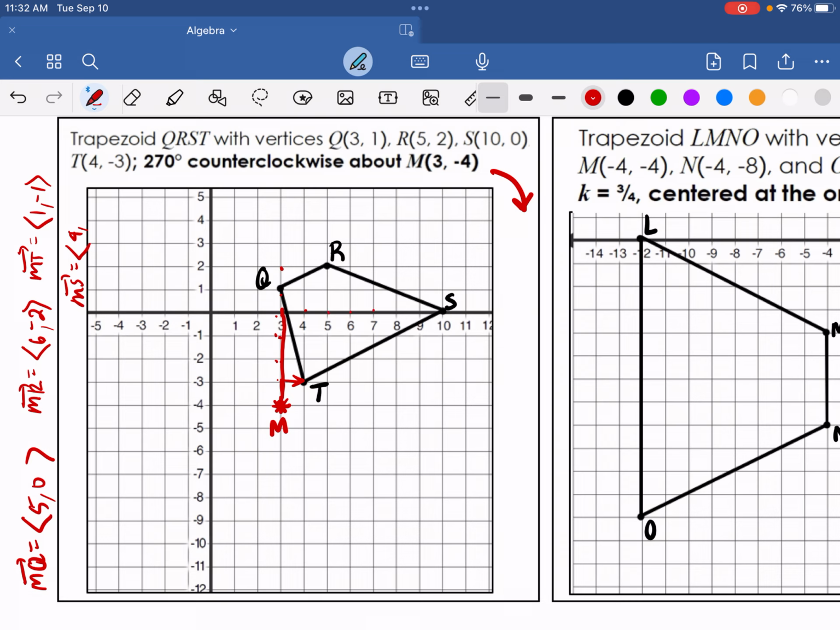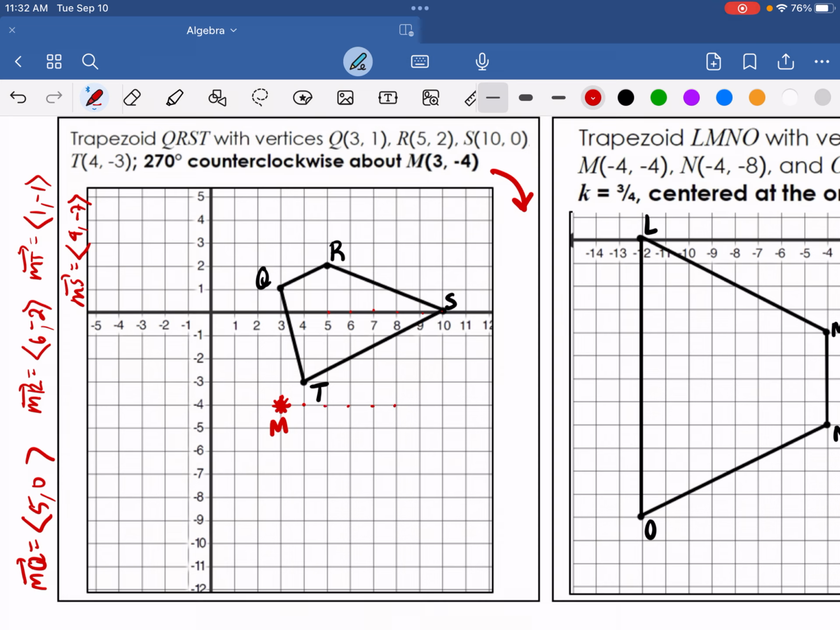So now I flip my paper back to its normal starting position. And then I follow those same directions from M. So from M, go 5 to the right. 1, 2, 3, 4, 5. And this is Q prime.